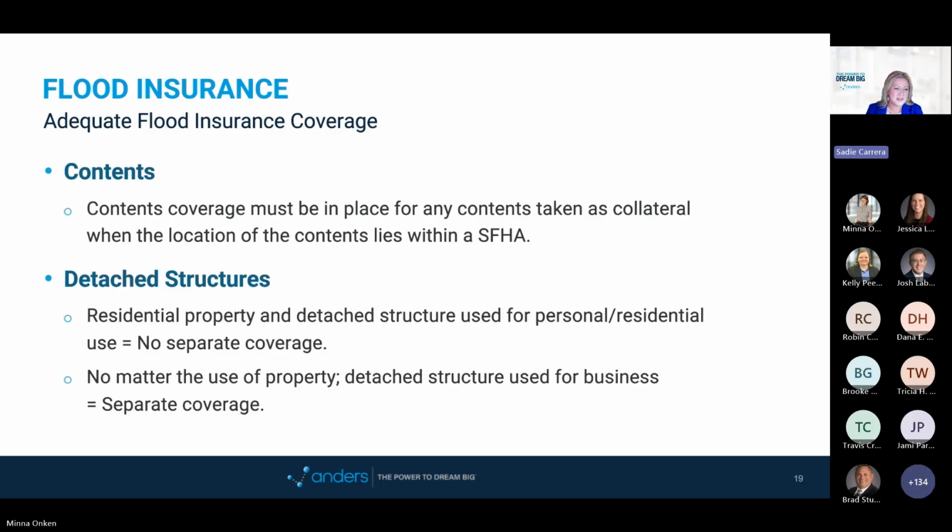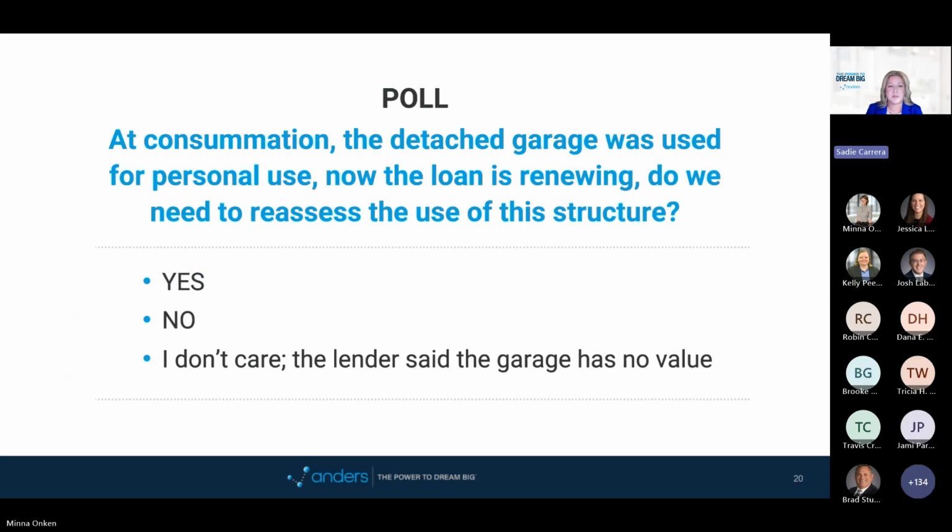All right, guess what that brings us to? It's poll time. Our second poll and our second chance for you to win a Starbucks gift card. So here's the question. At consummation, the detached structure was used for personal use. Now the loan is renewing. Do we need to reassess the use of this structure? So we have the answers here: yes, no, or I don't care because my lender said that garage has no value.